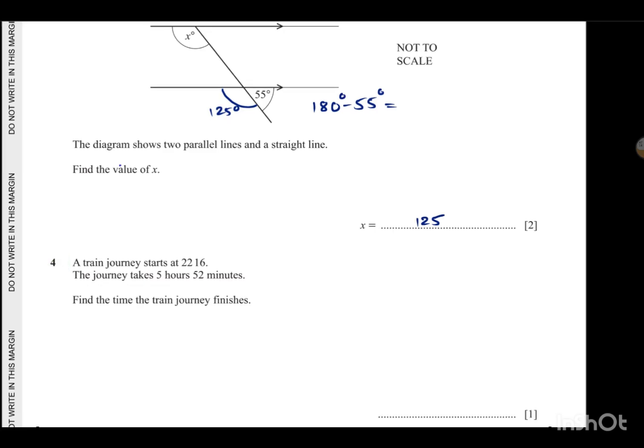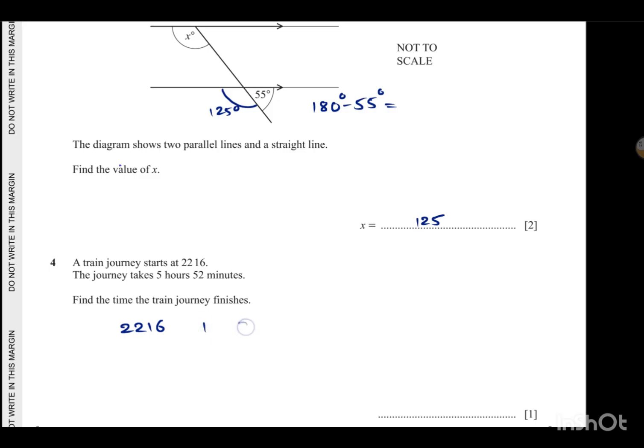Question number 4. A train journey starts at 22:16. The journey takes 5 hours 52 minutes. Find the time the train journey finishes. Finding the finishing time here from 22:16. So 22:16 the journey is starting. After 5 hours it will be 22 plus 5. So after 2 hours it will be 12 o'clock at midnight. So 12:16, that is 00:16, then 1:16 and 2:16.